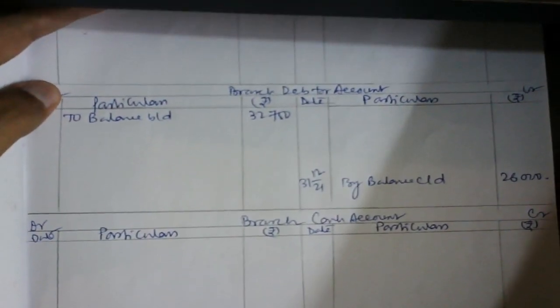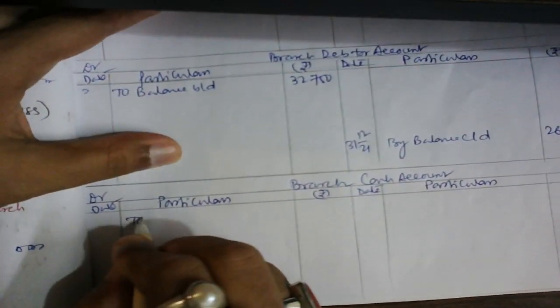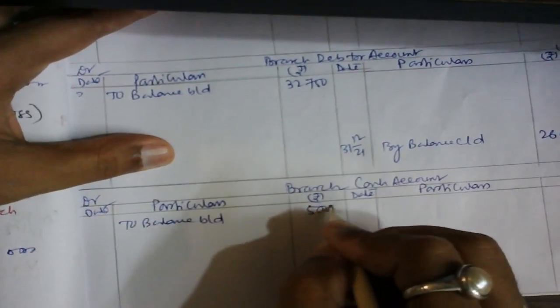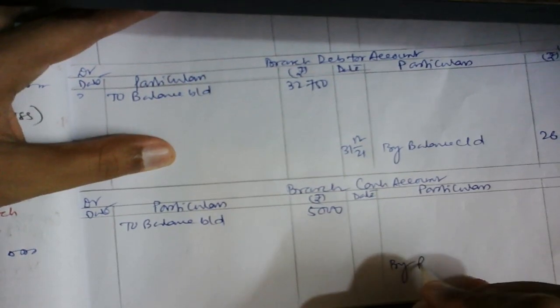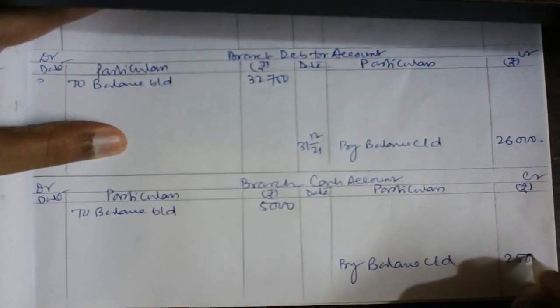And now after this, sir, we have the branch cash balance. So opening cash in hand is 5,000, closing is 2,500. So again the same way, to balance b/d 5,000 and by balance c/d 2,500. Okay.